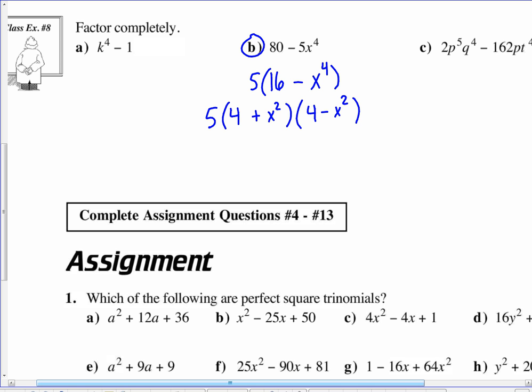Again, alarm bells go off in my head. I still have an even power, so I need to check. Which one can I do again? The negative one. So that can factor to what? It's like Inception, but backwards.